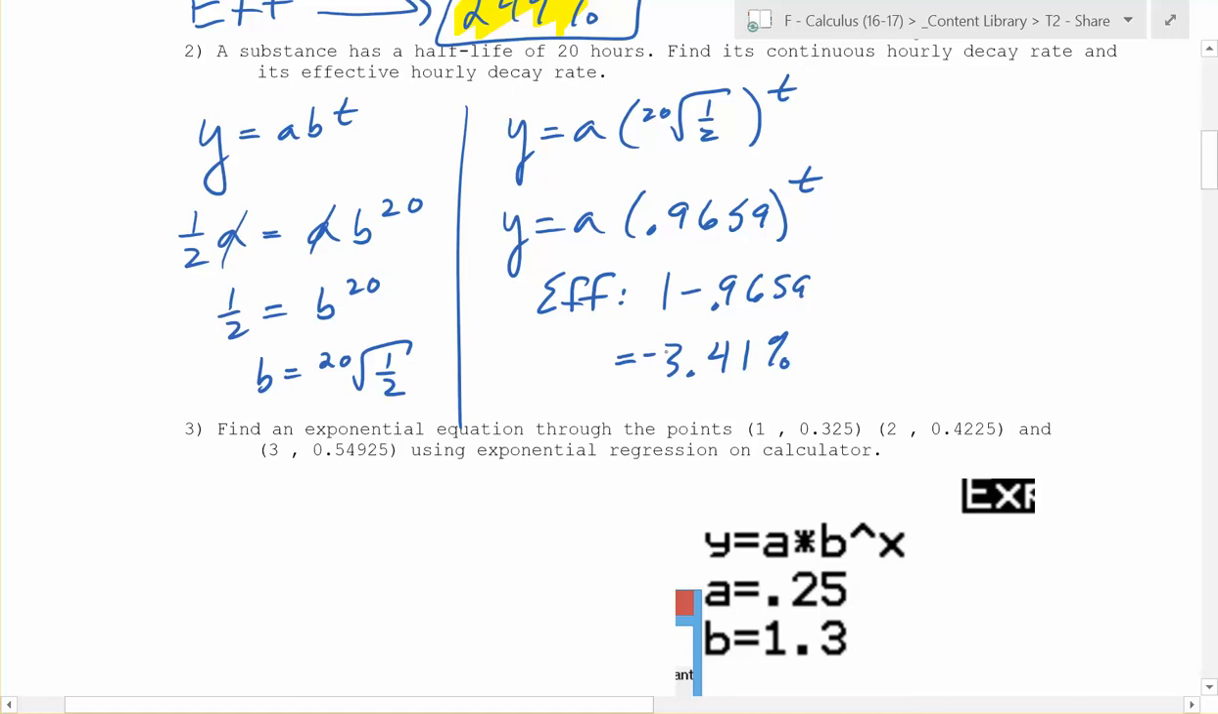So what's the effective hourly decay rate? Isn't it just positive because it's the decay rate? Yeah, you could say that. If you said the decay rate, that's totally true. But the effective, yeah, you're right, it's awkward if I say the effective growth rate is negative. Either way, I would accept that. The effective decay rate is 3.41%.